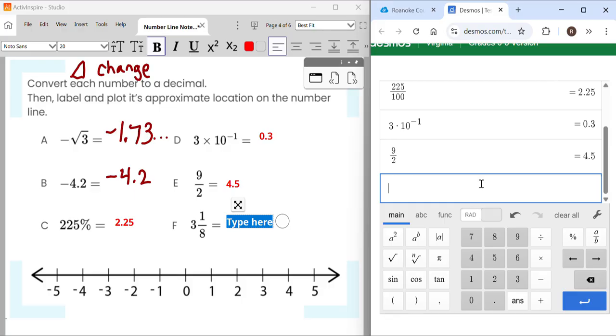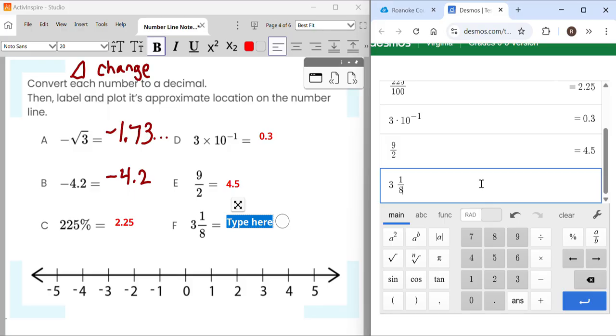If you type in a mixed number, you want to put in the digit first, space, then put in the fraction. That's the first thing you want to do. But as you notice, there's still no calculation. So multiply times 1, because that makes it itself, which gives you a decimal of 3.125.